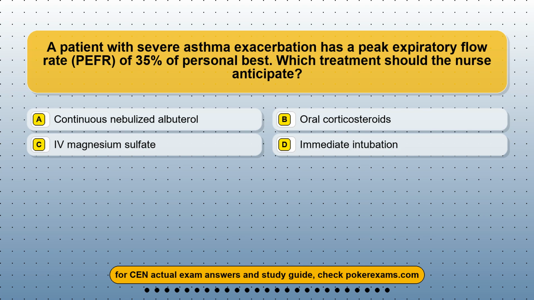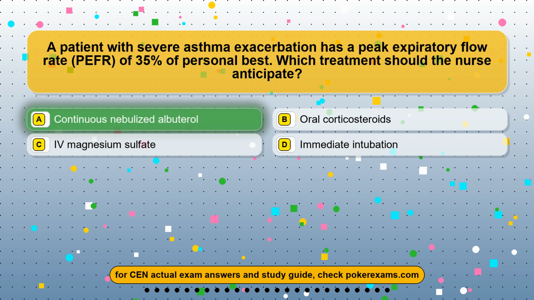Question 9. A patient with severe asthma exacerbation has a peak expiratory flow rate, PEFR, of 35% of personal best. Which treatment should the nurse anticipate? Option A, continuous nebulized albuterol. Option B, oral corticosteroids. Option C, IV magnesium sulfate. Option D, immediate intubation.